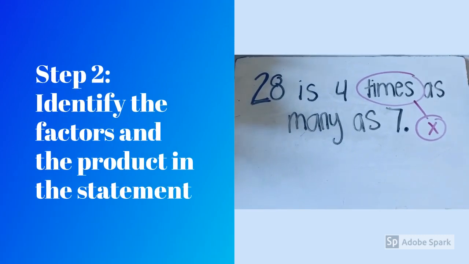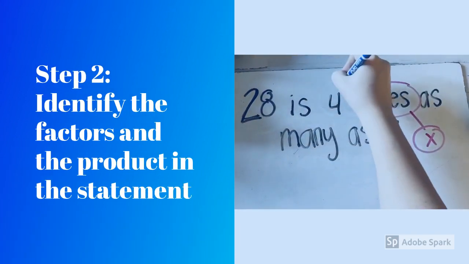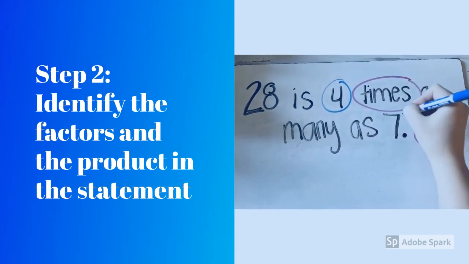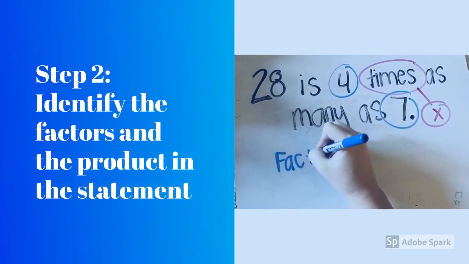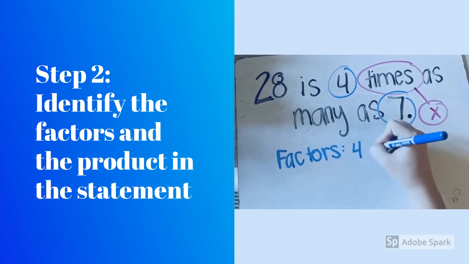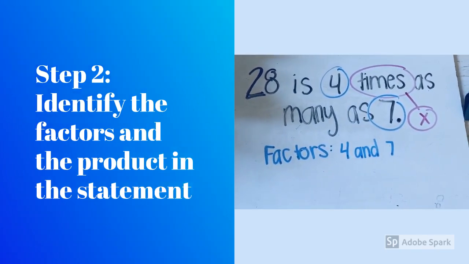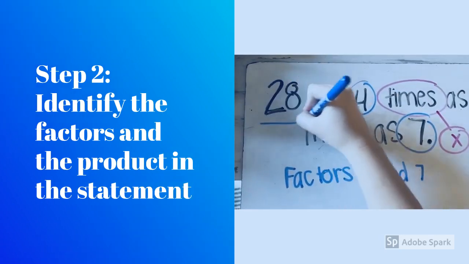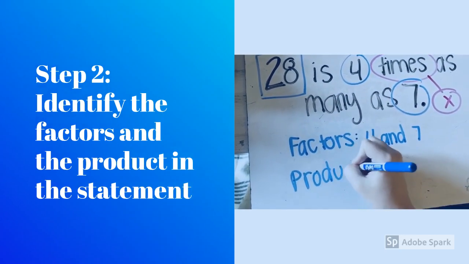Now we're going to identify the factors and the product. The factors are the two numbers we will be multiplying, 4 and 7. So, we know that the factors are 4 and 7. The next step is to find the product, which is the answer. When we multiply 4 times 7, what do we get? 28. 28 is our product in this equation.